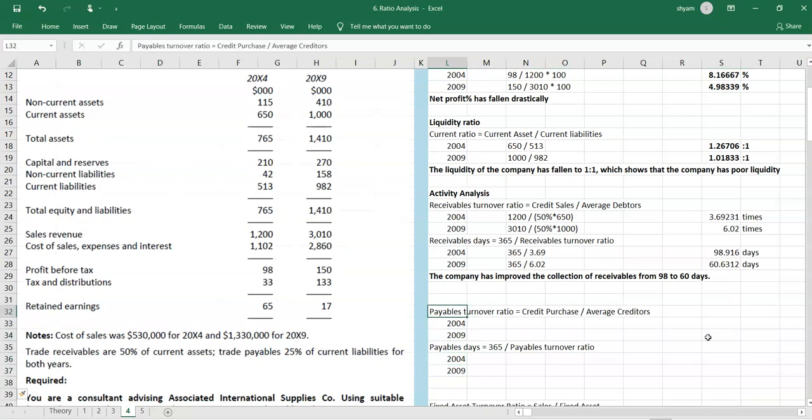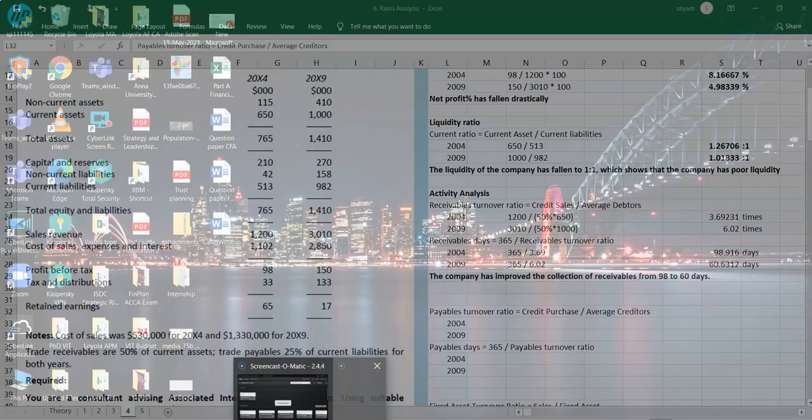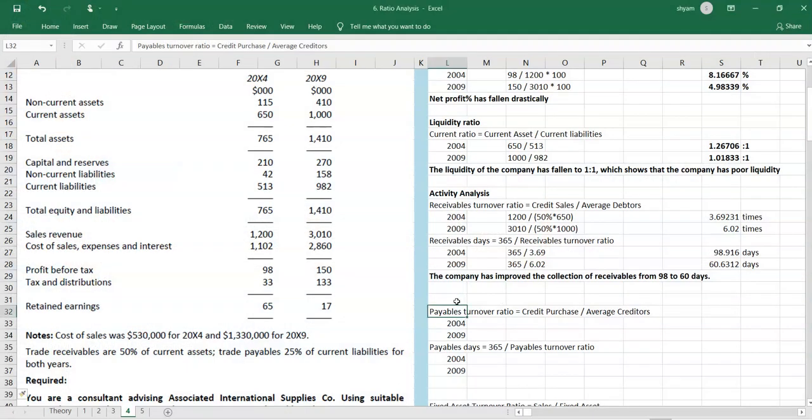So now we'll move on to the payables ratio. If you take the payables, we have to first find out the credit purchase. So credit purchase we don't have. So what we can do is we can get the COGS. Cost of sales is available. So we can take that number and work it out. So it is 530 divided by the payables. Payables is 25% of the current liabilities. So current liabilities is 513.